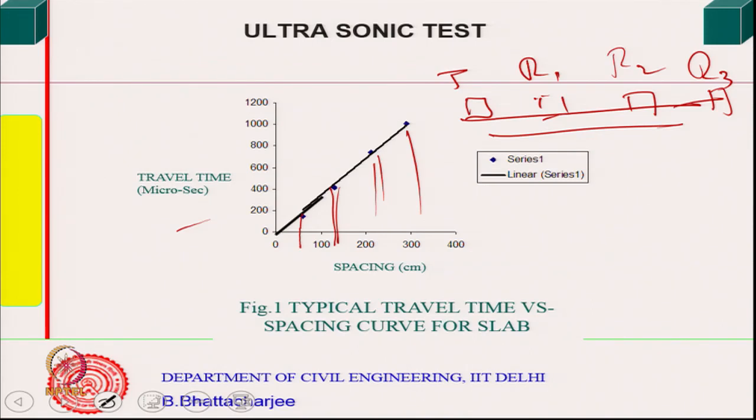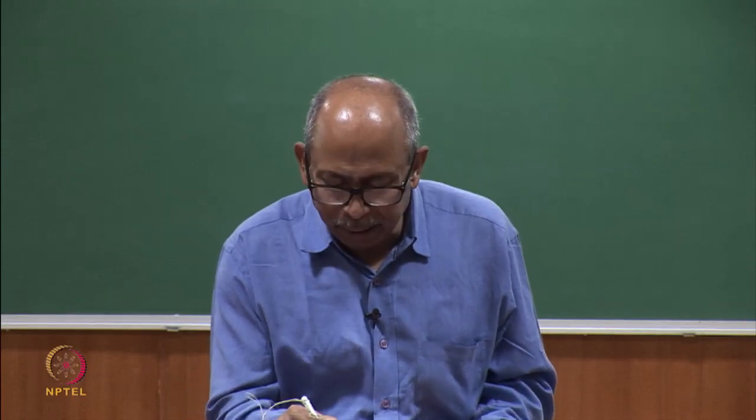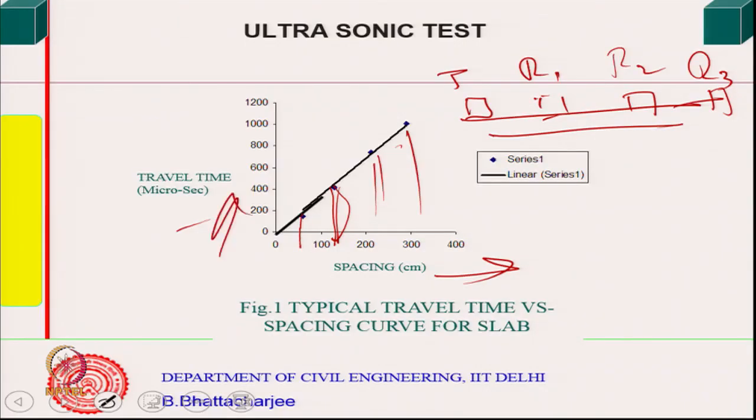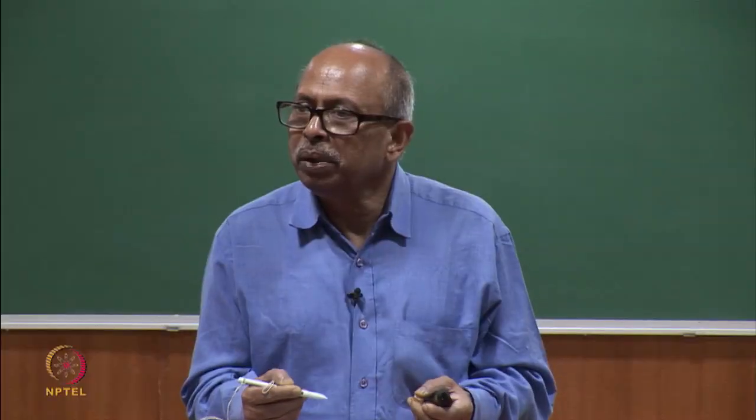So, therefore, you can find out the slope of this one, and 1 over that slope will give you the velocity, because this side is the spacing, this side is the travel time, spacing versus travel time. So, distance divided by time will give you the velocity.